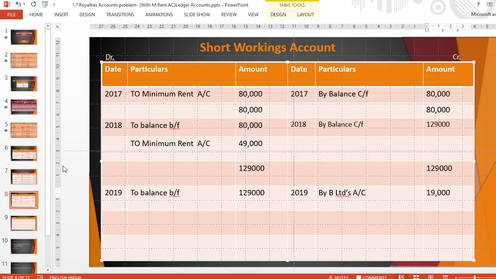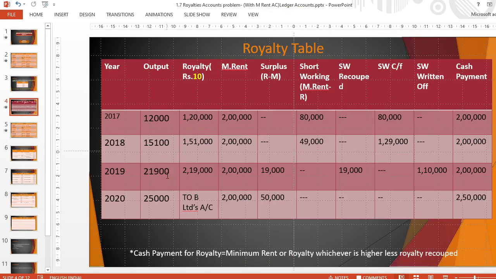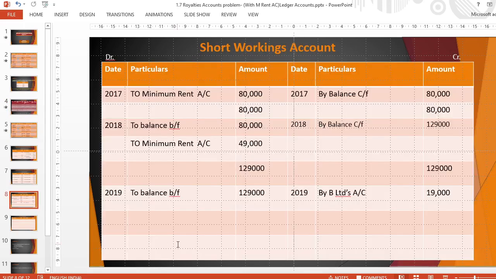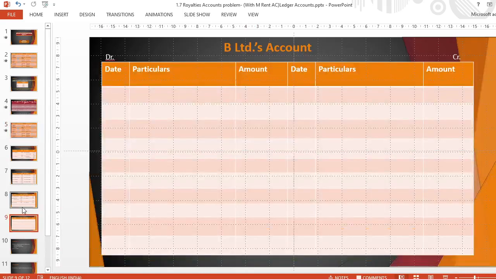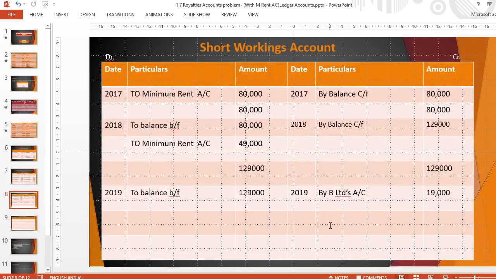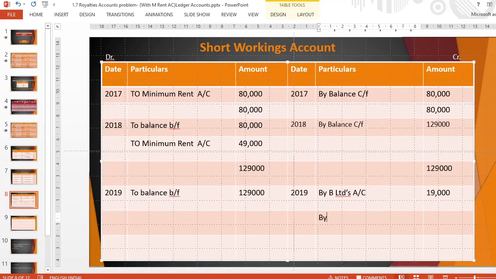Again, another entry for written off. For the third year, we have a written off of 1,10,000. So this amount needs to be written off. As far as written off, the entry is profit and loss account debit to short workings account. So in short workings account, the credit side is by profit and loss account.